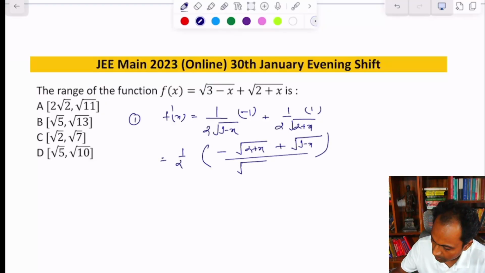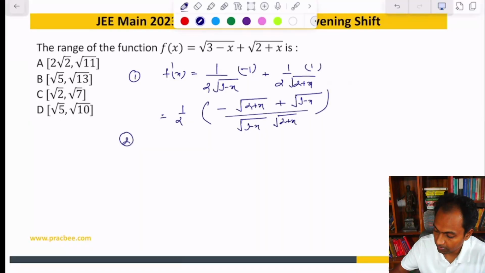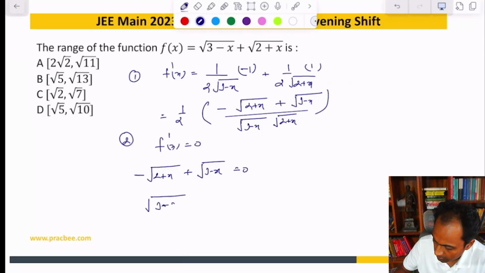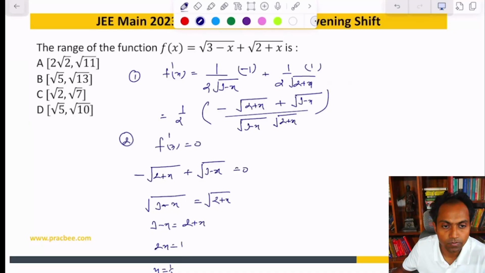divided by 3 minus x into root 2 plus x. If I put this equal to 0, what I am trying to figure out is global maxima, global minima. If I put this equal to 0, what you are going to get is the numerator will become 0. That is, root of 2 plus x will be equal to root of 3 minus x. If you square it, 3 minus x becomes equal to 2 plus x. Twice of x is equal to 1, x becomes 1 by 2. This is what we are getting.